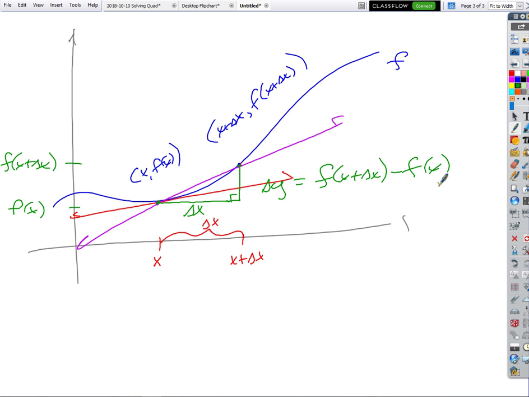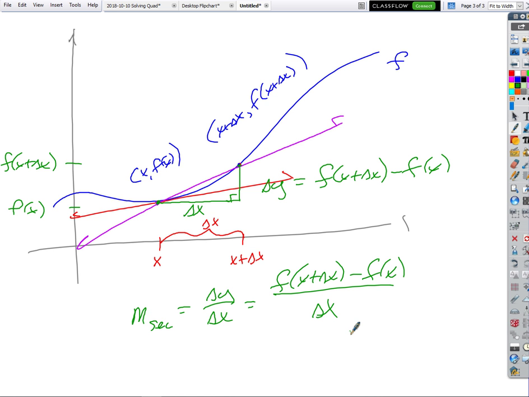And the slope of the secant line is just telling us the ratio of delta y over delta x. It's just the slope of a line. So we could say then that the slope of the secant line is delta y over delta x, which is just f of x plus delta x minus f of x, over delta x.